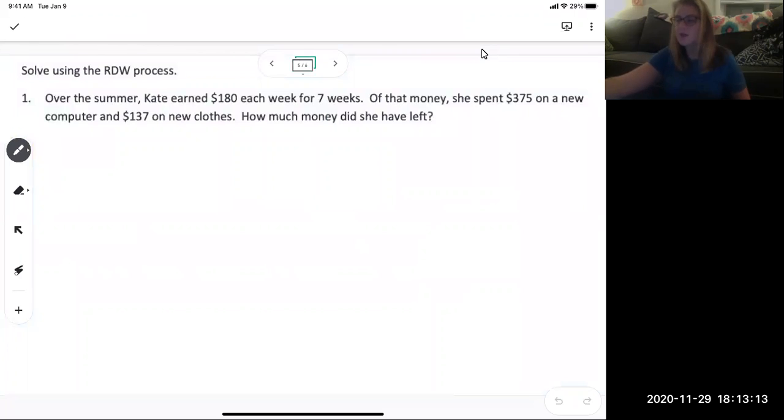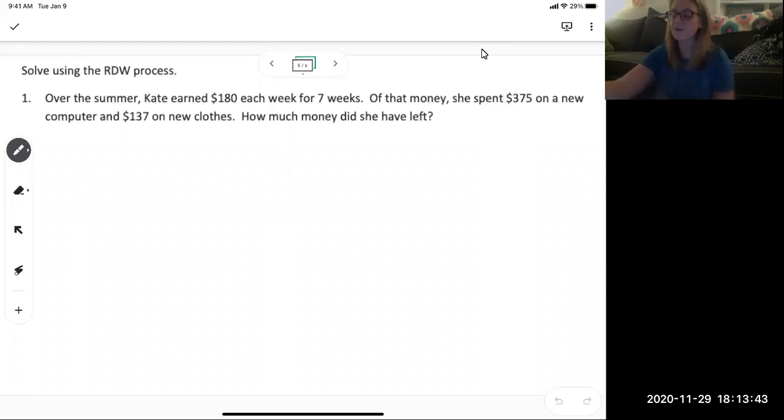Okay, so number one says, over the summer, Katie earned $180 each week for 7 weeks. Of that money, she spent $375 on a new computer and $137 on new clothes. How much money did she have left? Oh my goodness, this problem is very confusing. But I know I'm going to take it step by step so that we can solve it.